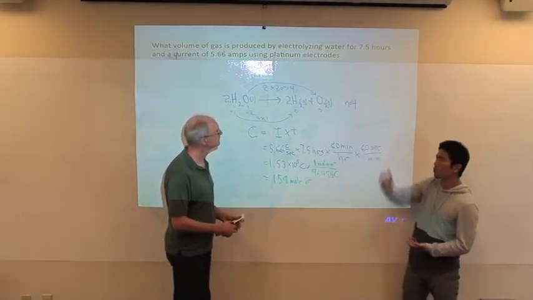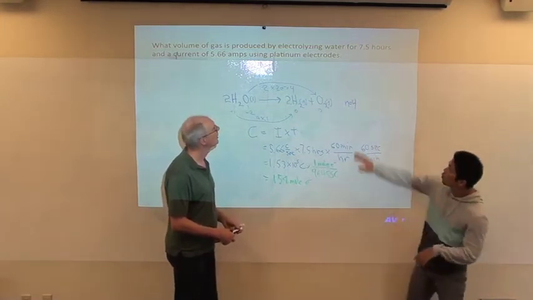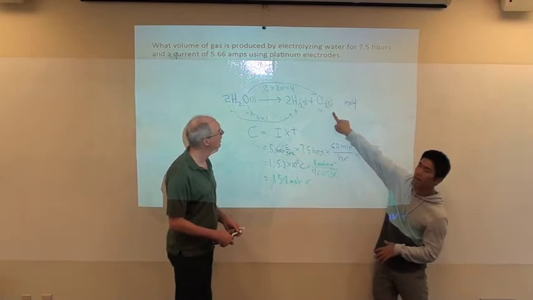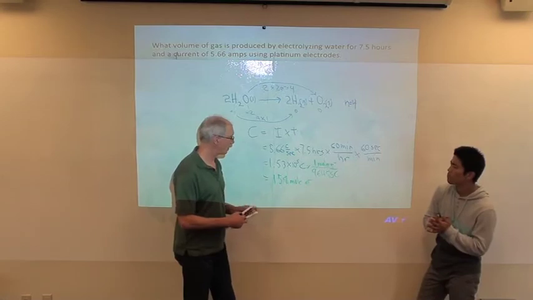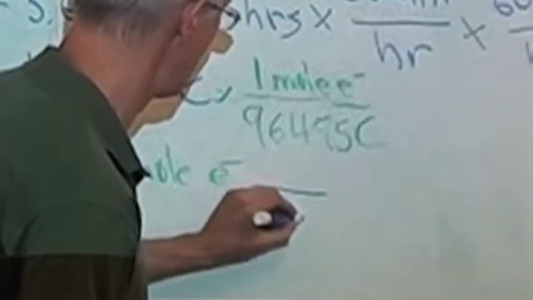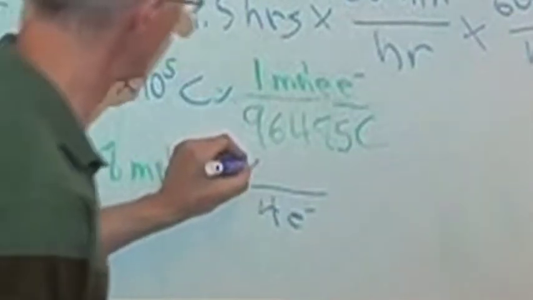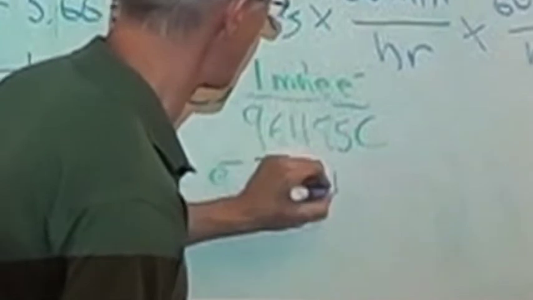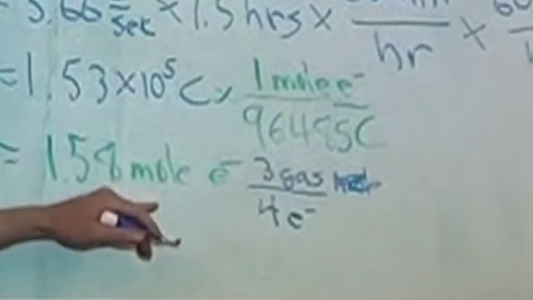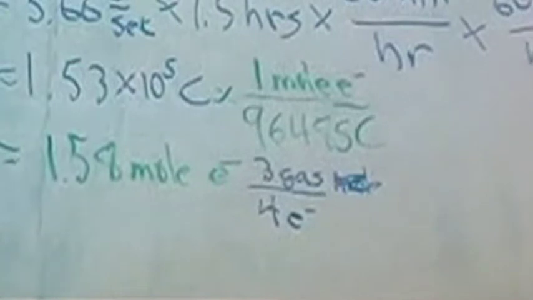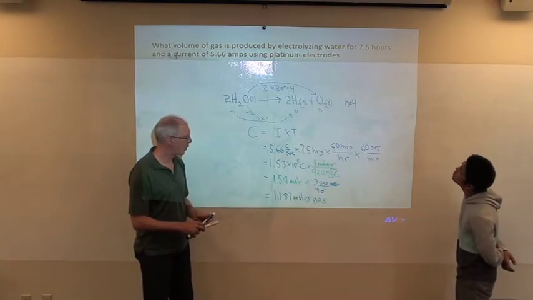And in this reaction, we know that 4 electrons get moved for 1 mole of oxygen gas and 2 moles of hydrogen gas. So my ratio is going to be 4 electrons, because that's how many are transferred in the reaction, and it produces 3 moles of gas. The electrons cancel, and I get moles of gas. When I do that, I end up with 1.187 moles of the gas.